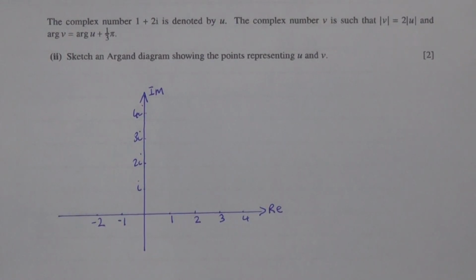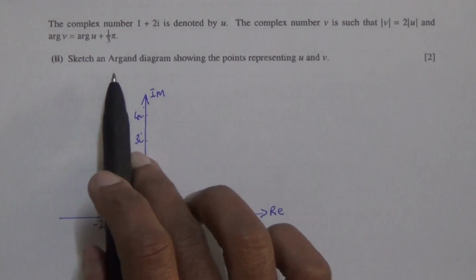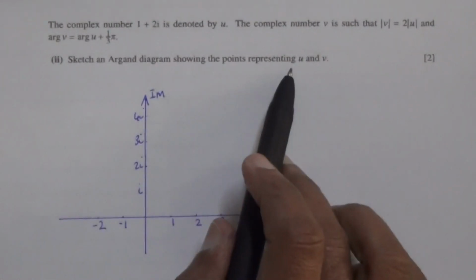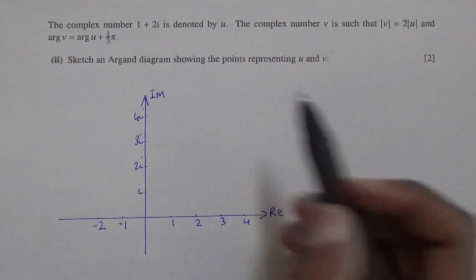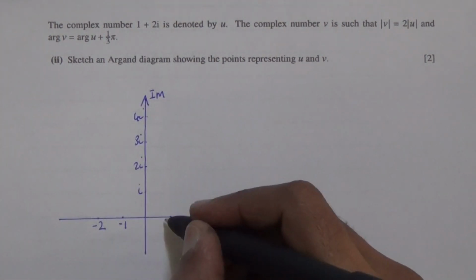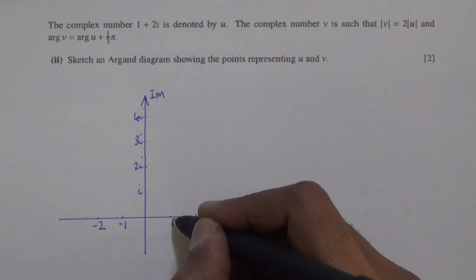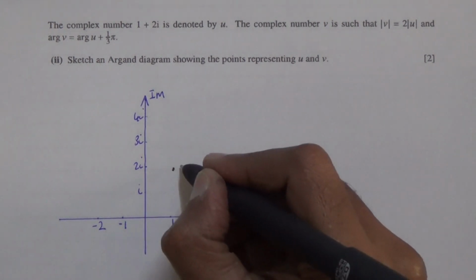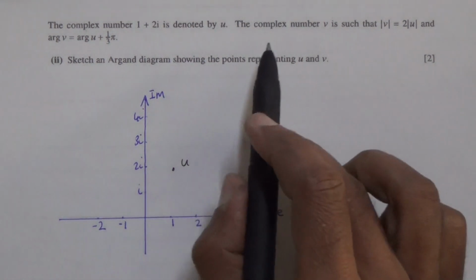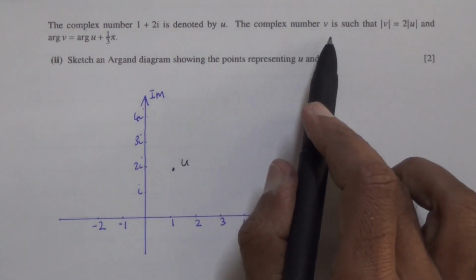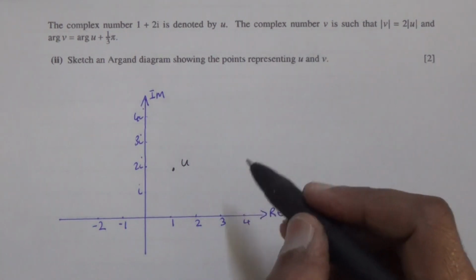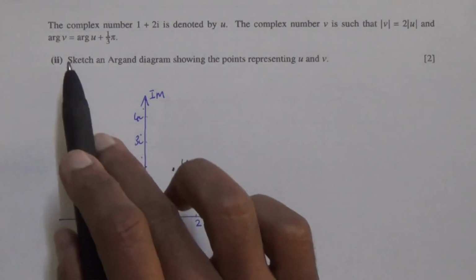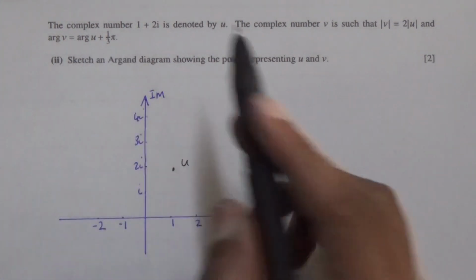Now the second part of the question is asking us to sketch in an Argand diagram showing the points representing u and v for the complex number 1 plus 2i. That's u in the beginning. So 1 plus 2i is somewhere over here. So this is u. And then you've got the complex number v, and v is equal to 2 modulus of u, but again, the argument is given as argument of u plus pi/3.